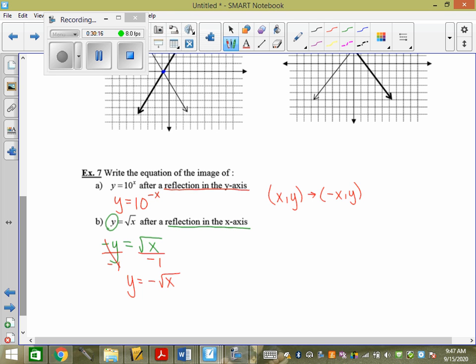So in the end, you may have gotten that anyways. But when it's a more complex equation, the negative has to affect all of the terms. And my mapping would be (x, y) becomes (x, negative y).